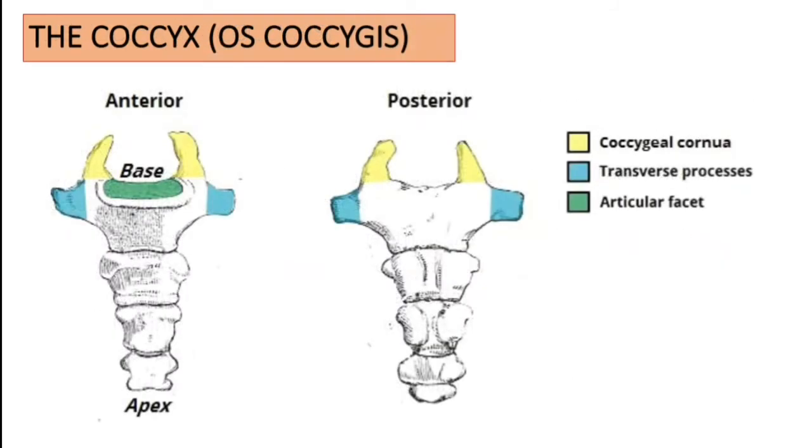Okay, so you are looking at the coccyx, right? This is the anterior view and this is the posterior view. So you can see the base, the base of the sacrum in green, that's how it articulates, its articular facet, right? In yellow, you can see the horns, coccygeal cornua, and the transverse processes here. And the posterior view, same thing, the coccygeal cornua, transverse process, right? Okay, that was about the coccyx.